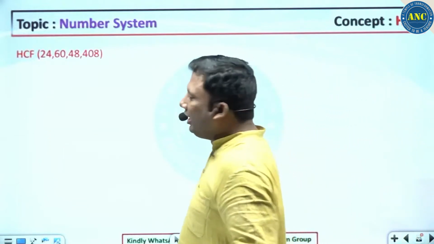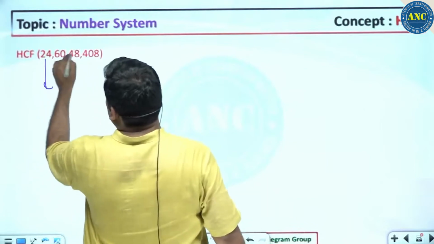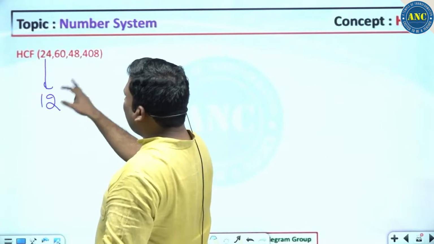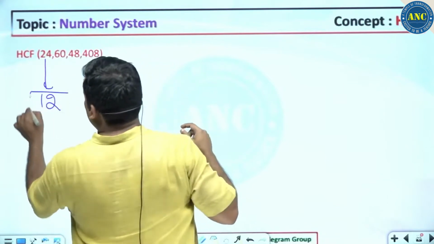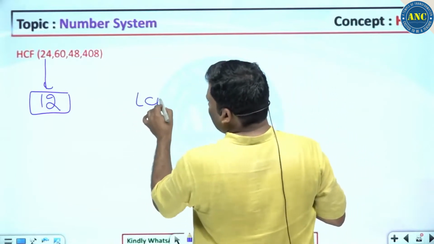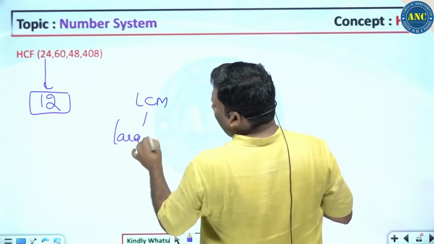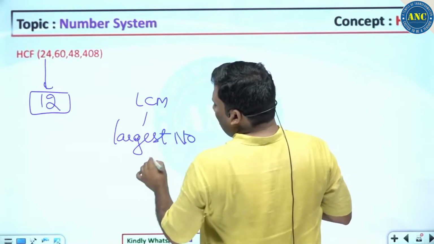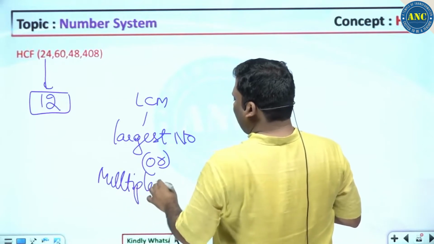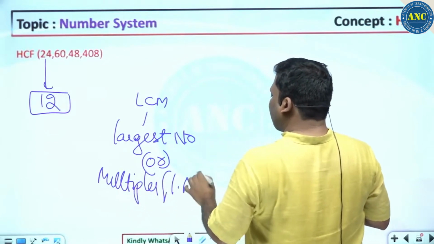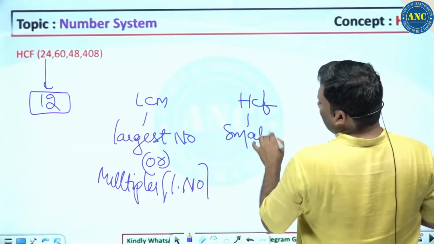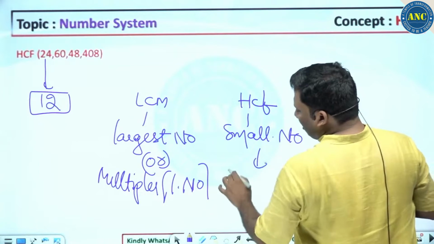24, 60, 48, 408. 24 will not divide. Take a factor of 24, 12. 12 5s are 60, 12 4s are 48, 12 3s are 36. Yes, the answer is 12. Such an easy concept. LCM means the largest number or the multiples of the largest number. HCF means the smallest number or the factors of the smallest number.